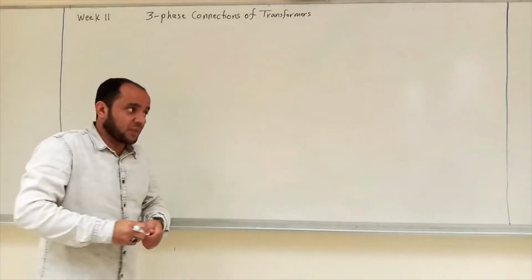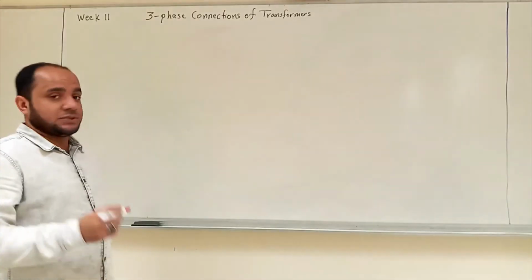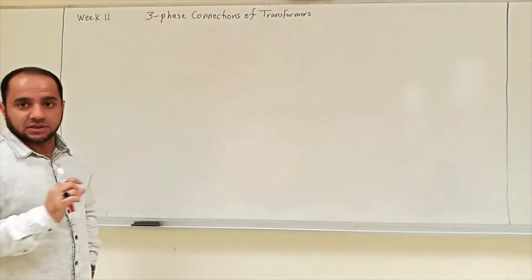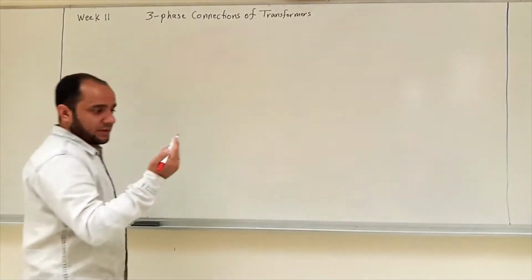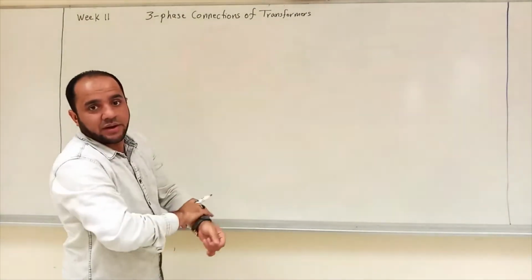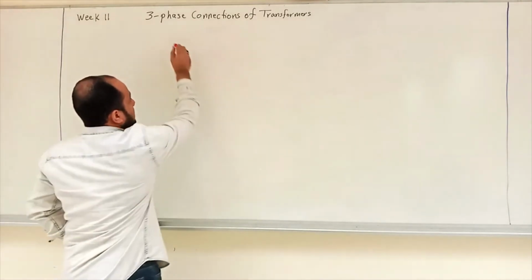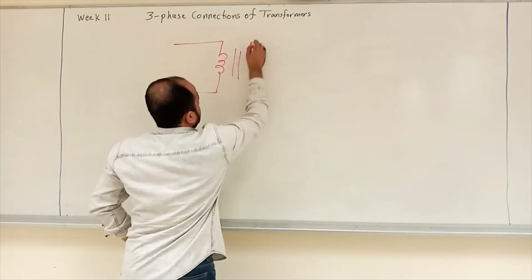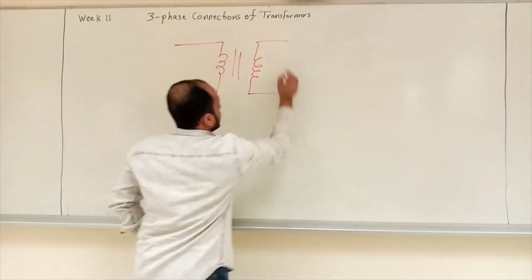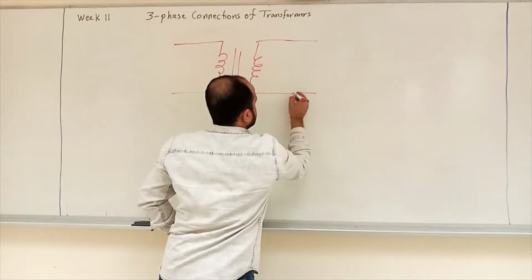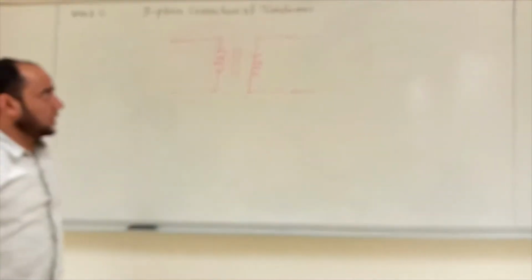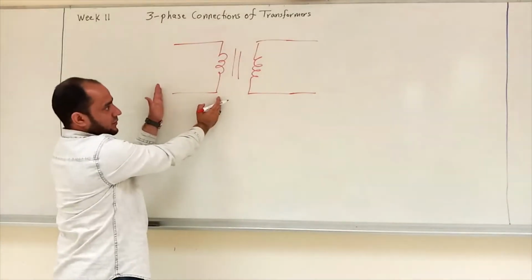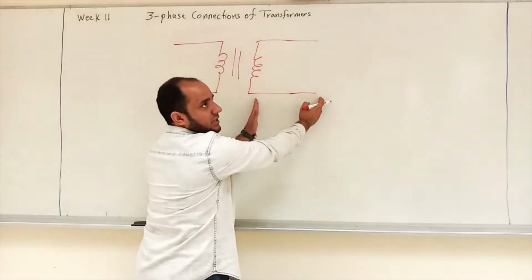Good morning. So in last week's lectures, which are already posted on Blackboard, we talked about single phase transformers, right? The equivalent circuit of an ideal single phase transformer is basically two sides. That's a coil, and this is another coil, and here we are drawing two sides.